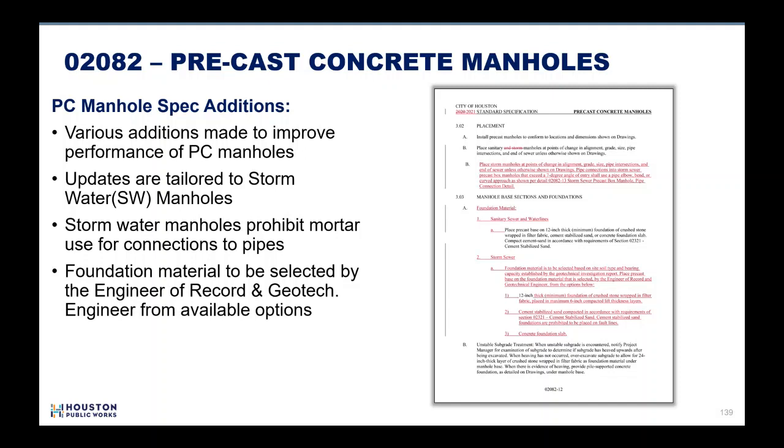Updates to the spec were made specifically for stormwater manholes. Therefore, you will see new articles that apply only to stormwater. Of the many to mention, two are: stormwater manholes will now prohibit mortar to be used at connections between pipes and manholes. Also, foundation material shall be selected by the engineer of record and geotechnical engineer. The engineer of record is to provide the foundation material selected in the drawings. As stated earlier, it'd be best to read through the redlines to understand all of the updates to construction specifications in the 2021 edition.